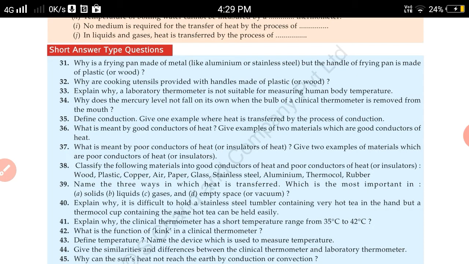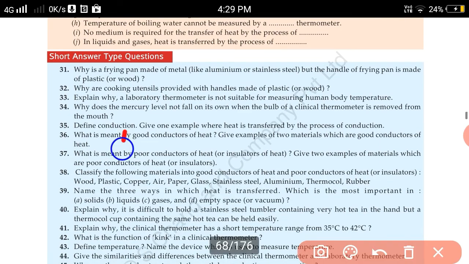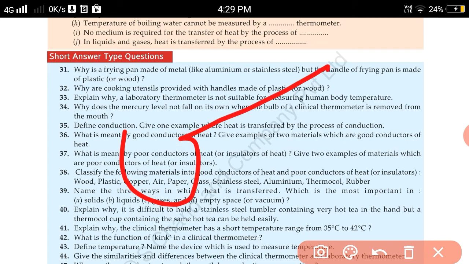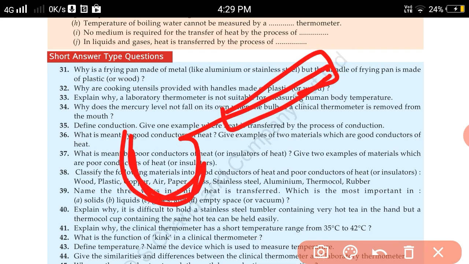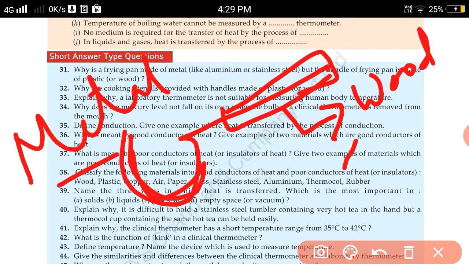Students, as we know, suppose this is the metallic frying pan made of metal, it will be a good conductor of heat. And this is the handle made of plastic or wood, whereas we know wood is a bad conductor of heat and metal is a good conductor of heat.